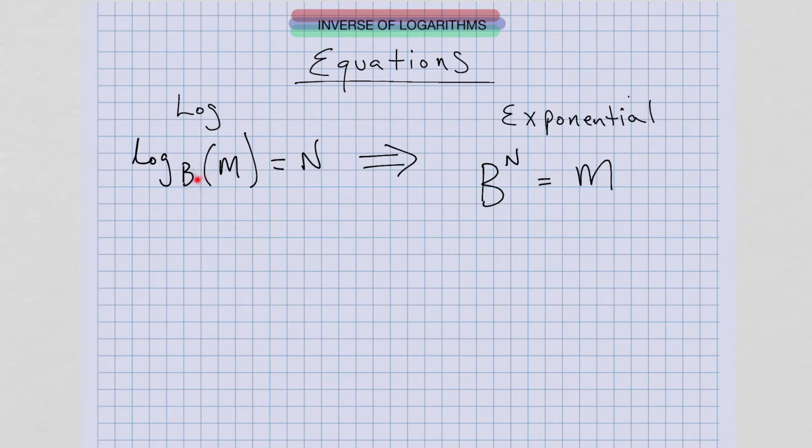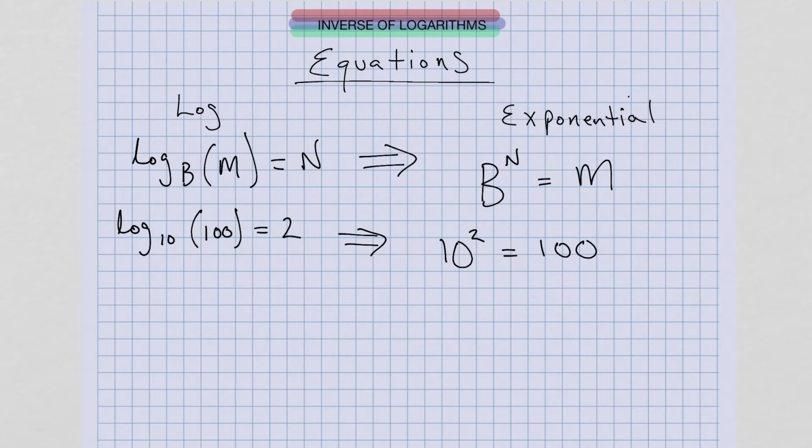This is your base. Log base b of m equals n means here's your base, b, raised to the nth power equals m. So an example would be log base 10 of 100 equals 2. What we're saying is that 10 raised to the second power equals 100. Here's your base, base 10, and here's your exponent. So this is how to convert back and forth between your logarithm and your exponential equations.